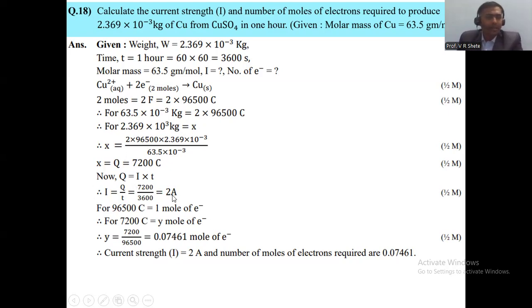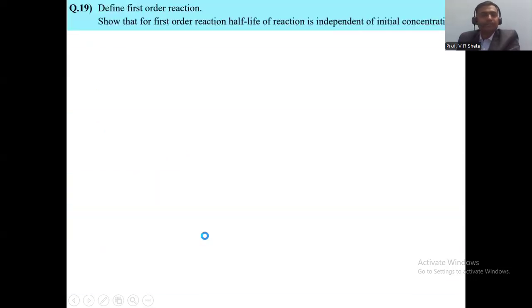If you get the current, then this is the basic term. 96500 coulomb contributes 1 mole of electron, so for 7200 coulomb, y amount of mole of electron will be required. So you will get nearly about 0.07461 mole of electron.